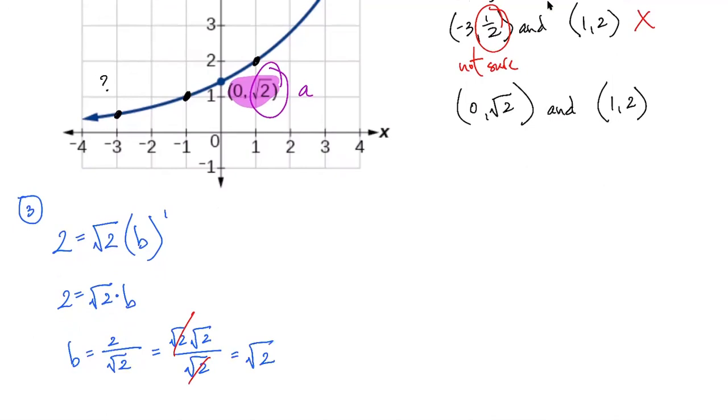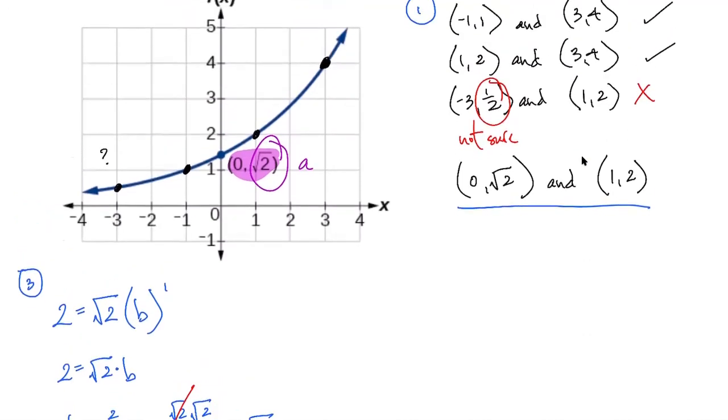Now, Eric asked a good question. How do we know to plug in those numbers for x and f of x? Well, those were the points that I chose. 0, comma, root 2, and 1, comma, 2. That's what I chose to do. You could use 3, comma, 4. That would be fine. But I like to choose numbers that tend to be smaller, so then I usually have to do less work to isolate that. Does that make sense?